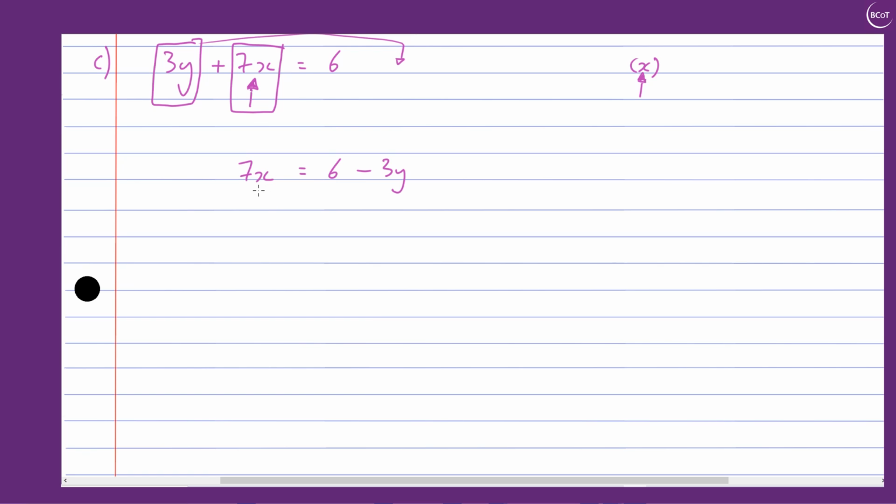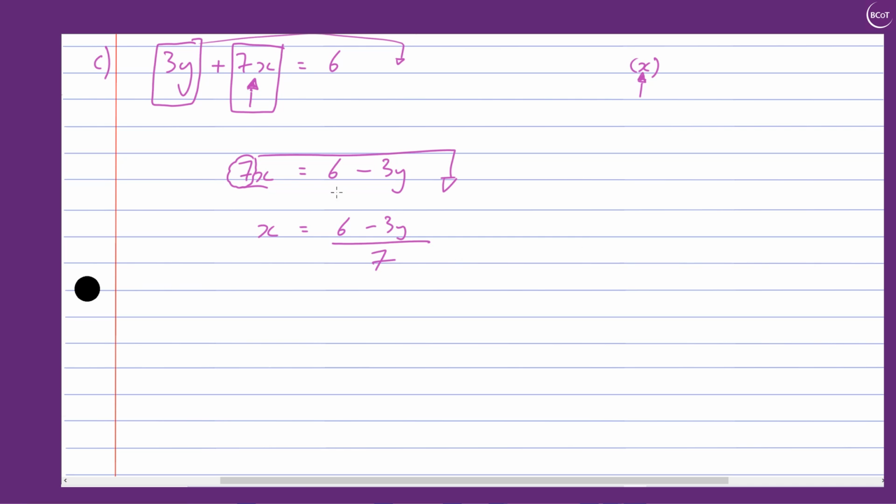Next, what we need to do is the same as dividing both sides by 7. So divide 7x by 7 and then divide 6 minus 3y by 7. But the trick that we use is swap and drop. So if you've got a number times x, you take the 7, swap the sides, drop it down. So what we're left with is x is 6 minus 3y, all of it, over 7.